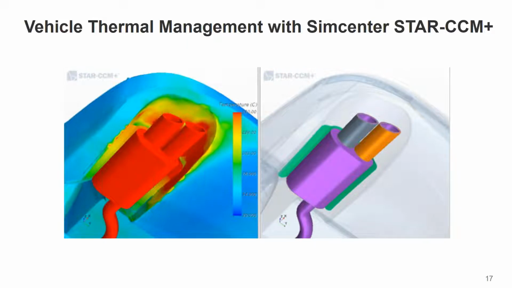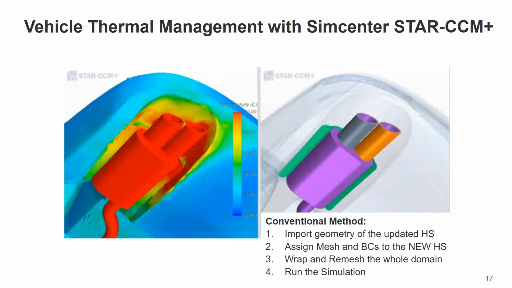The traditional method for a design would be to import the geometry of the new part, assign mesh and boundary conditions to the part, mesh the full domain, and then run the solution. This would take a significantly large amount of time to accomplish. What if I told you we can cut down this time by 50% compared to the traditional method? And this is what I'm going to show you now.